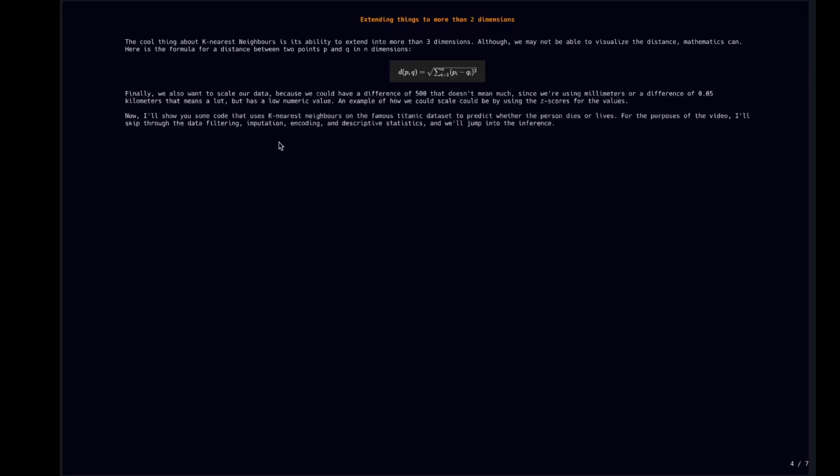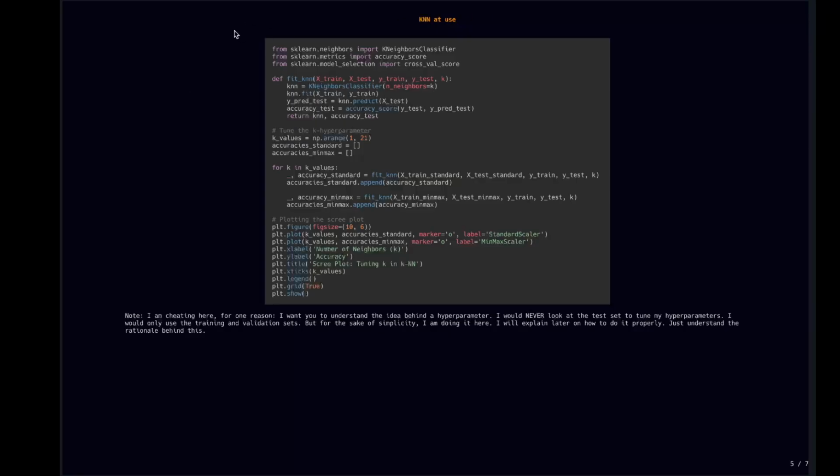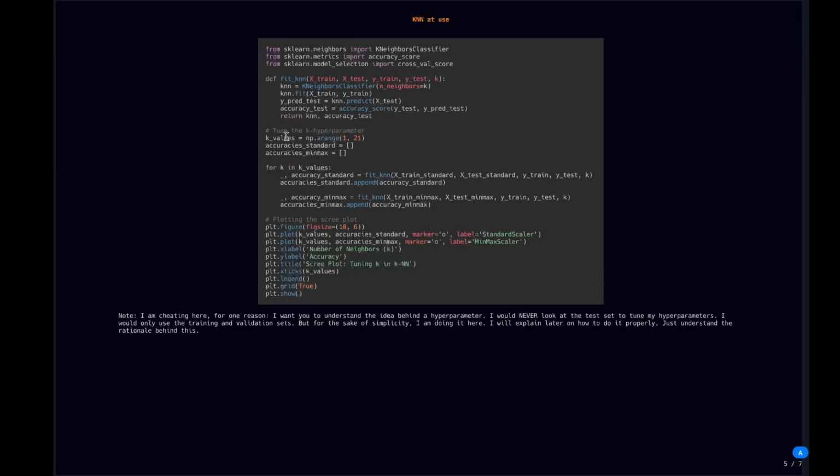And finally, I want to show some code that implements K-nearest neighbors on the famous Titanic dataset to predict whether the person dies or lives. So here you can look at the code. It's very standard. I give a value of K from 1 to 20, so we're going to be using all of those. We're just going to go through them and fit the KNN and evaluate on the test set. We split them into test and training using a 0.8, 0.2 split. And we're going to plot them in the end.